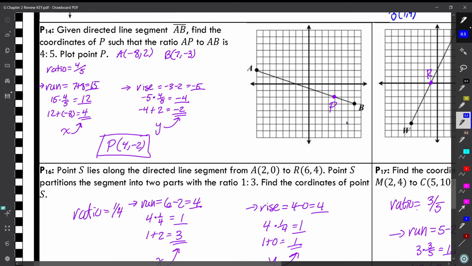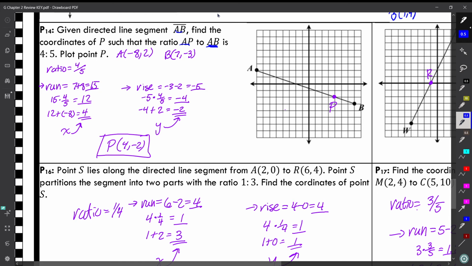Alright, now, we've got some partitioning here. Given directed line segment AB, find the coordinates of P such that the ratio AP to AB is 4 to 5. Plot point P. So, I know this is a part to whole ratio already, because it's a part, AP, to the whole thing, AB, because my segment is AB.